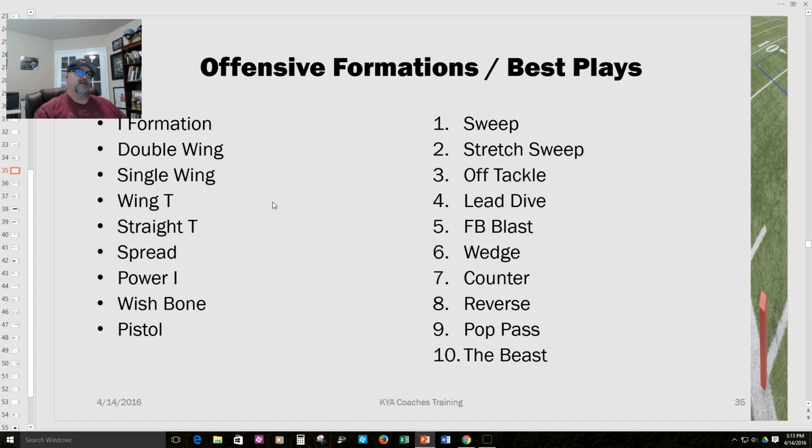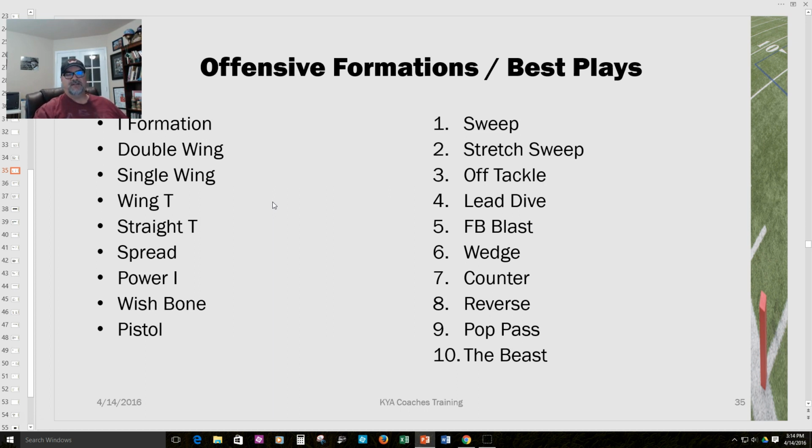So those are some of the formations that you'll see in youth football and that I kind of like. But the 3 or 4 that I really stick with are the I formation, double wing, single wing, and the power I. Those are the 4 that I go with. And then in the single wing, I have the Beast. Now, I do have a couple of spread plays in there, but we run out of a trips overloaded set.